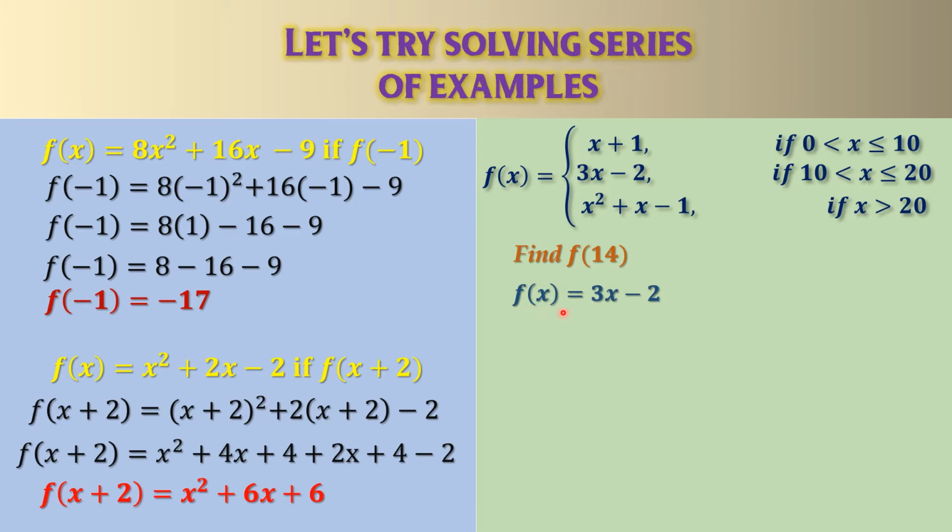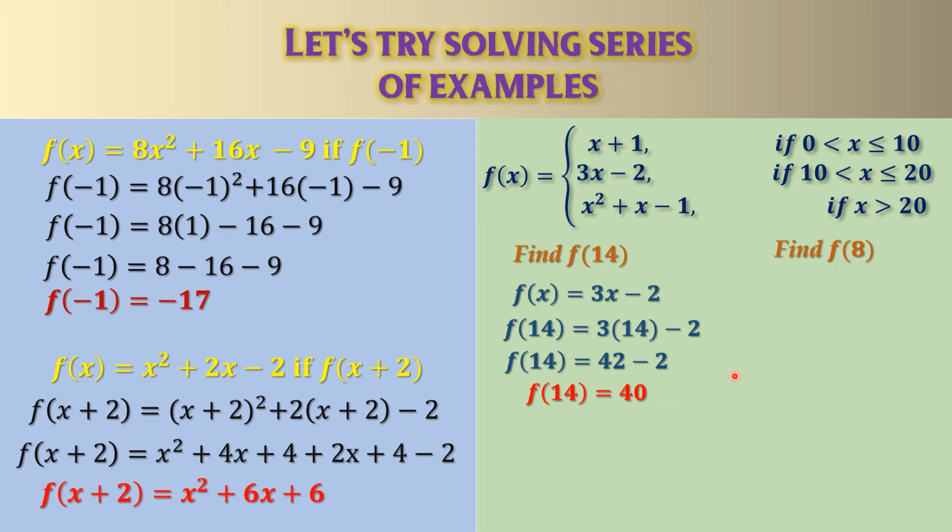So we have here f of x equals 3x minus 2. Then we replace 14 as the value of x here. Okay, so we place 14 here. We have here f of 14 is equal to 3 times 14 minus 2. Then 3 times 14, that is equal to 42. And 42 minus 2, that is equal to 40. Therefore, the value of the function, if the value of x is 14, is equal to 40. How about when the value of x is 8?